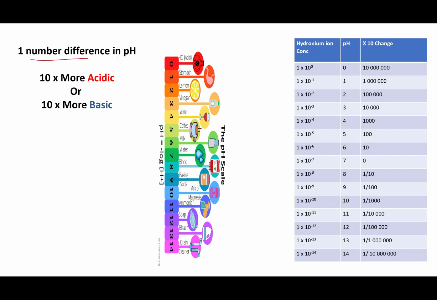So, one number difference in pH, 10 times more acidic or 10 times more basic. We're going to leave this talk right here, and we're going to come back right here when we start pH part 2.